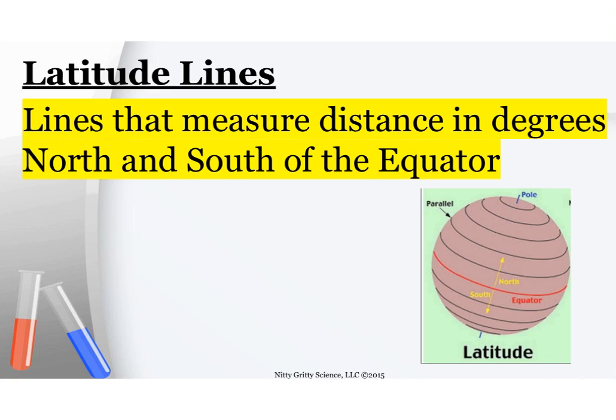So we're going to start off with the definition of latitude lines. Latitude lines are lines that measure distance in degrees north and south of the equator. If I label my latitude line, my major latitude line is the equator. So go ahead and darken that in on the picture on your notes page, and let's label that EQ for equator. And then you can see all of these other latitude lines are north and south of that equator line.